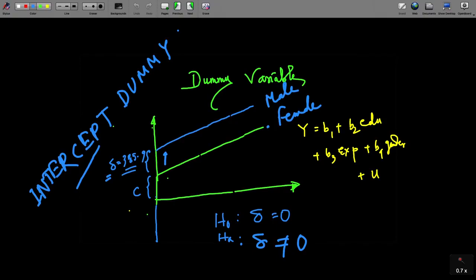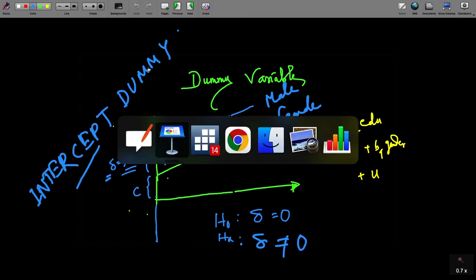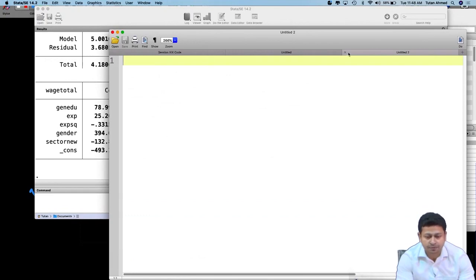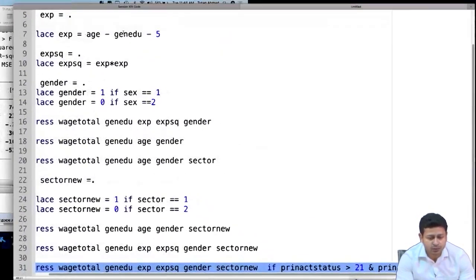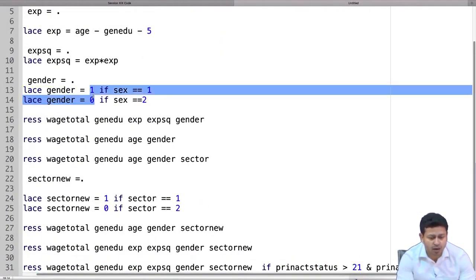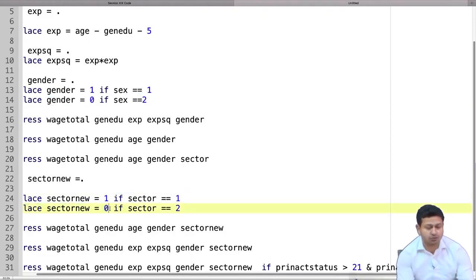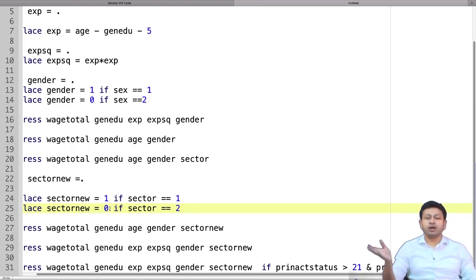Now, we have shown previously how we code the dummy variables. Usually we have 0 and 1 as the value of a dummy variable. So it is for gender, it is for sector, and so forth. Now, what if instead of 0 and 1, just because I want it, I could have marked it as 2 and 5, let's say, or 0 and 5, or 1 and 4, whatever I want. So what would have happened then?